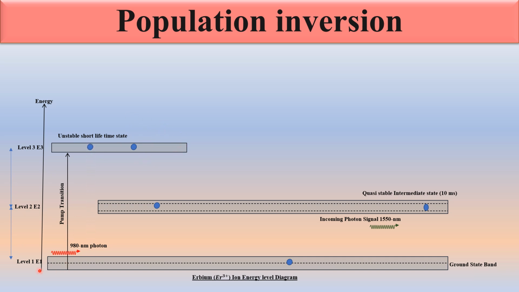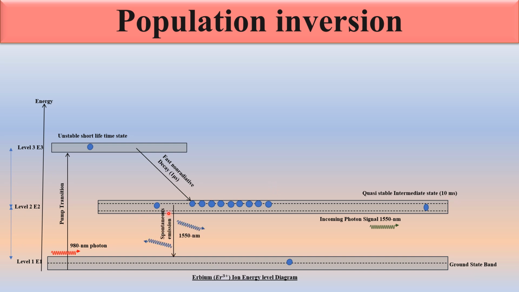Whenever the 980 nanometer pump laser is injected, the erbium ion absorbs the energy and moves from the ground state to the excited state. This is the pump transition, using a 980 nanometer pump photon. The erbium ion absorbs the energy of the 980 nanometer photon and moves from the ground state to the excited state E3. So let's see what happens. Fast non-radiative decay: after 1 microsecond, the electron moves from E3 to E2. Here it stays for 10 milliseconds.